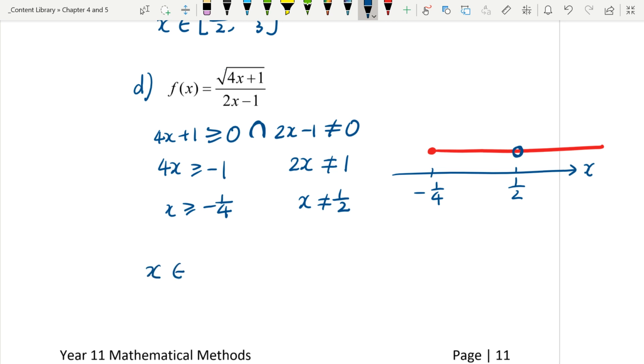If we want to get rid of one or two values from a set, the way we should write it is -1/4 to infinity, except a half. It's the same as when we take -1 out from R. So we do the same thing. We take a half out from -1/4 to infinity. Questions? Okay.